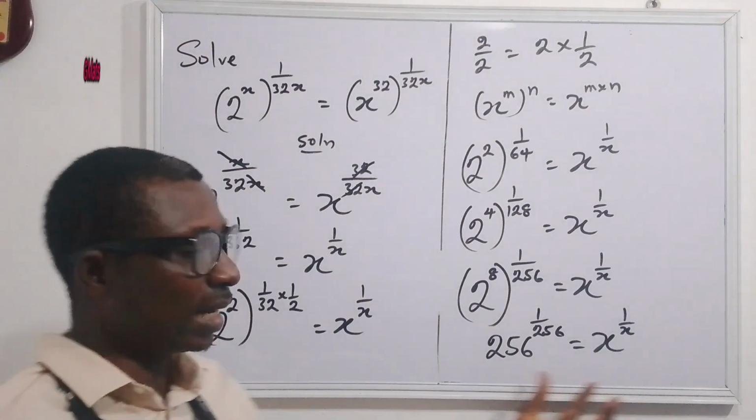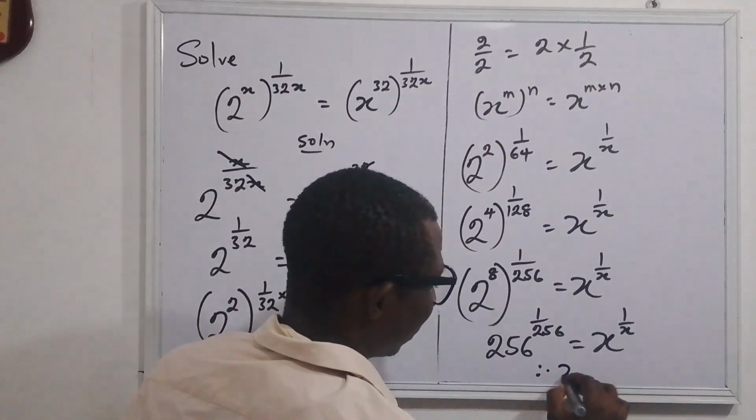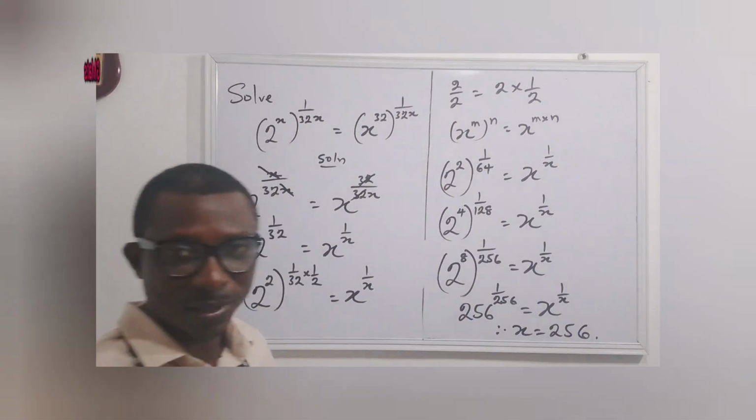Now we can see they are similar. So then we conclude that x equals 256. Alright, so that is the answer.